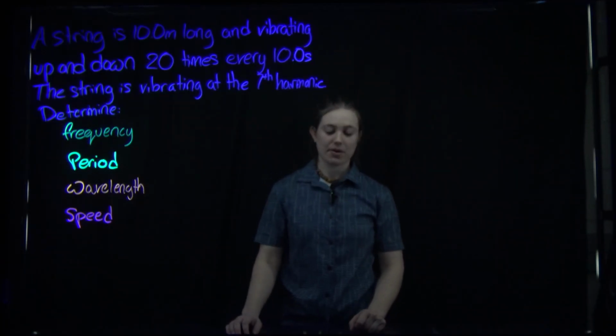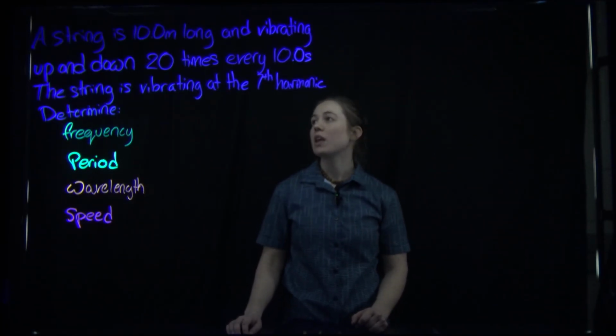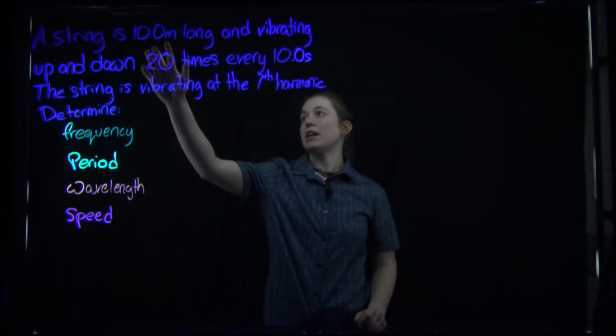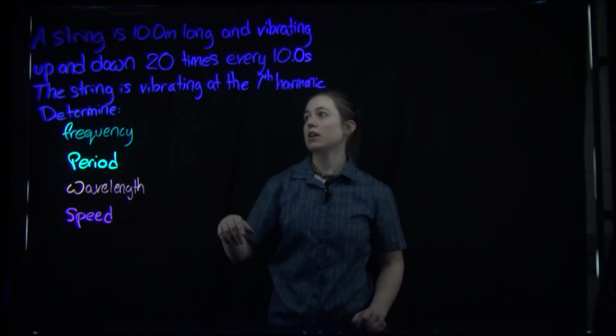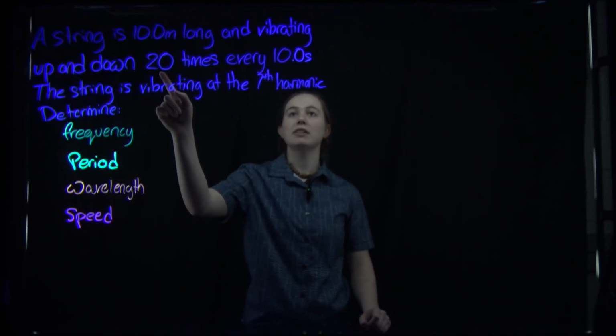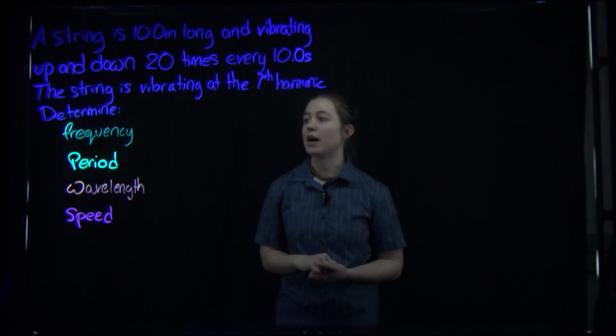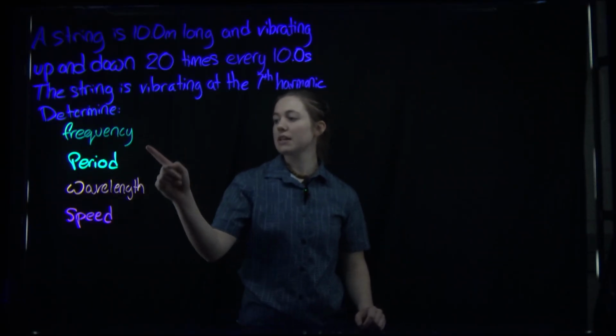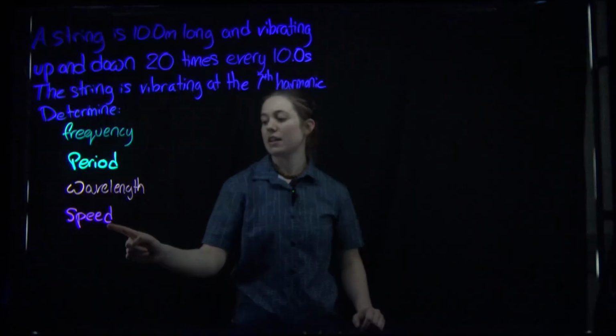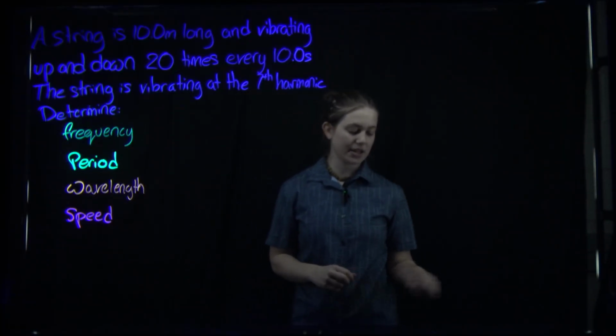Today we're going to be working through a standing waves problem. We are told that we have a string and it is 10.0 meters long and it is vibrating up and down 20 times every 10 seconds. It's also at the 7th harmonic. We want to find frequency, period, wavelength, and speed or velocity.